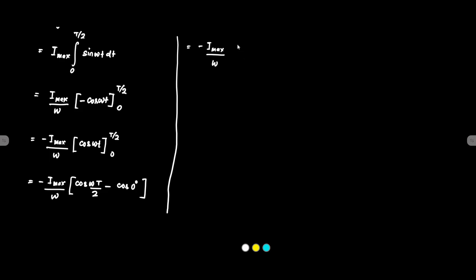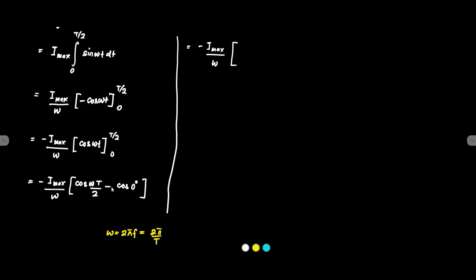Here we know that omega is equal to 2 pi f, where f is the frequency in hertz, or 2 pi by T, where T is the time period, because frequency and time period are reciprocals, the inverse of each other. So here we can write omega as 2 pi by T.